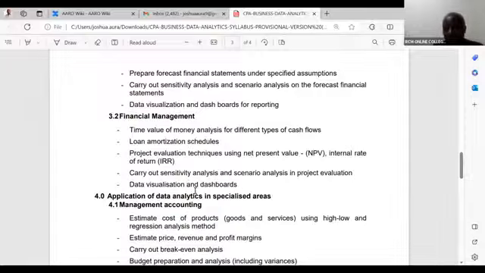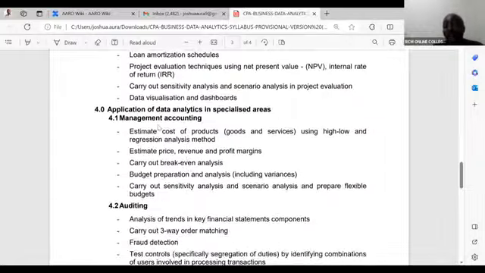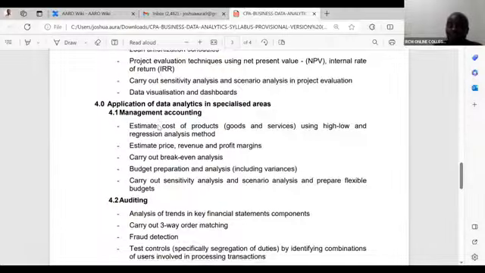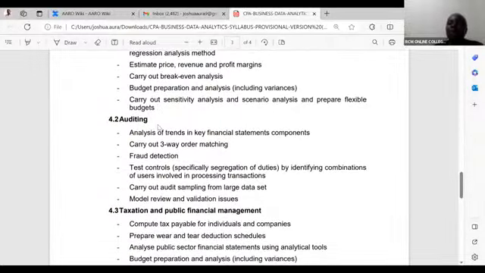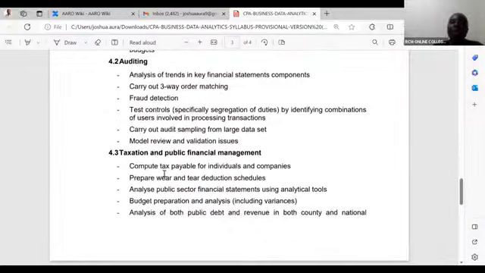Data visualization and dashboards are a big thing. Application of data analytics in specialized areas. How do we handle management accounting, things like budgets in Excel? All right. Regression analysis, break-even analysis, auditing. We shall be able to show you how to do the three-way order matching, fraud detection, test of controls, etc. Taxation. Then how do you compute tax payable for individuals and companies? This will really help you guys in terms of tax planning.